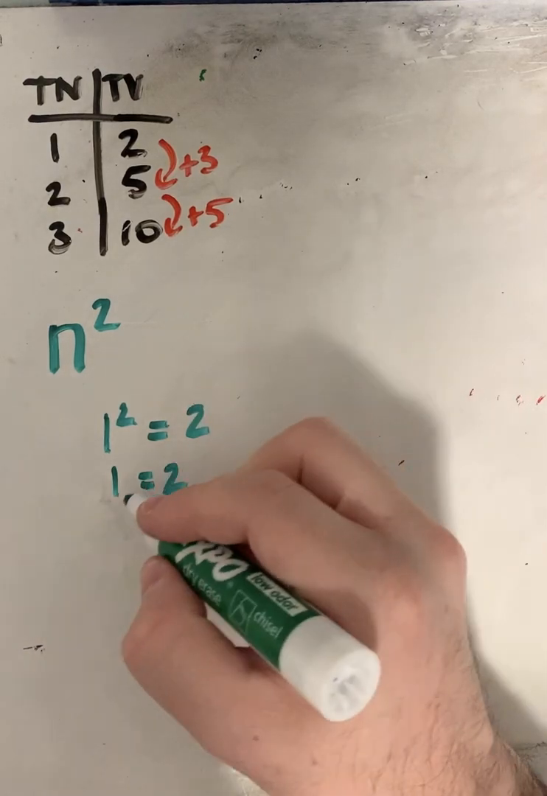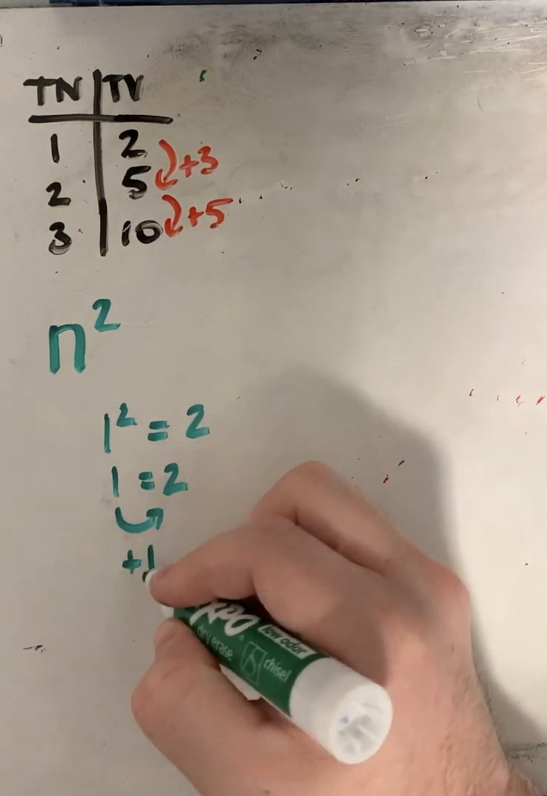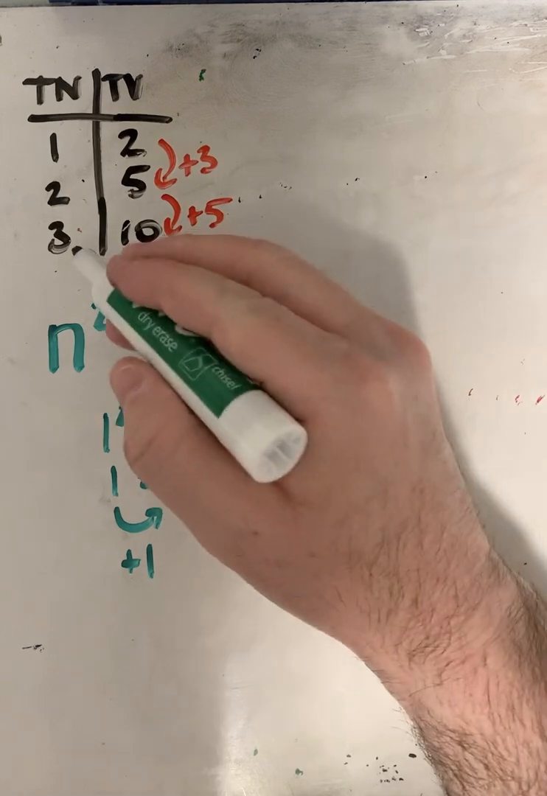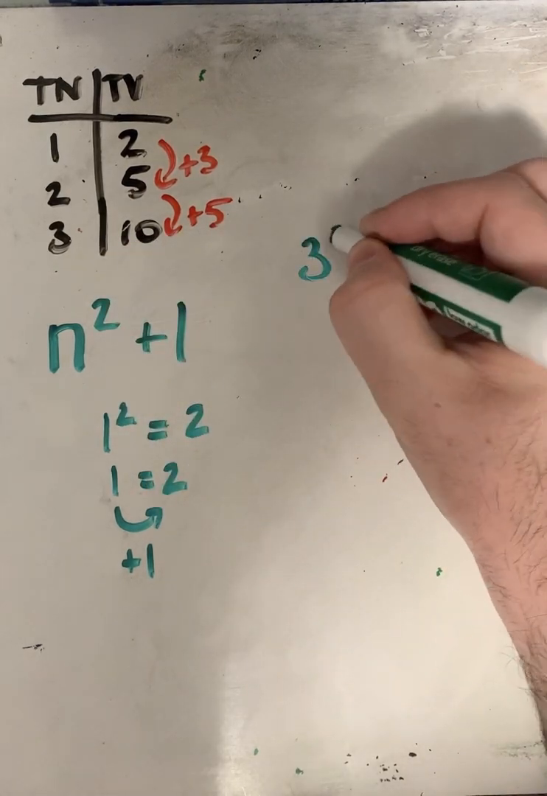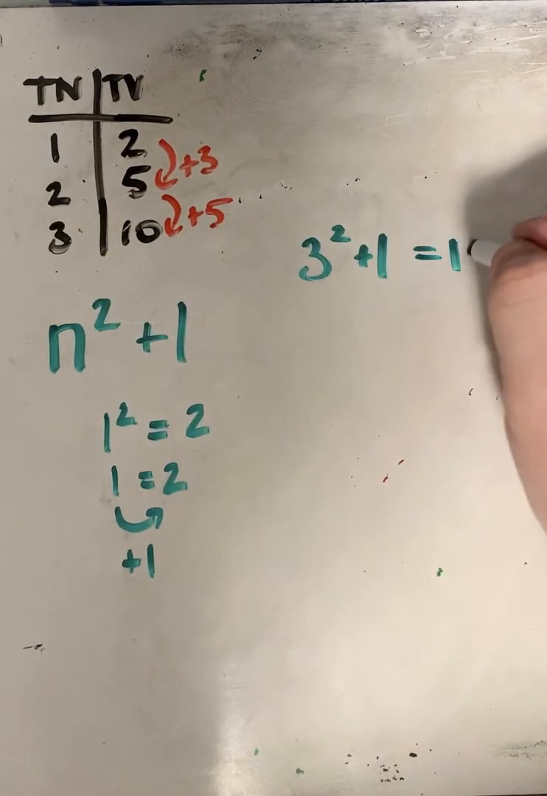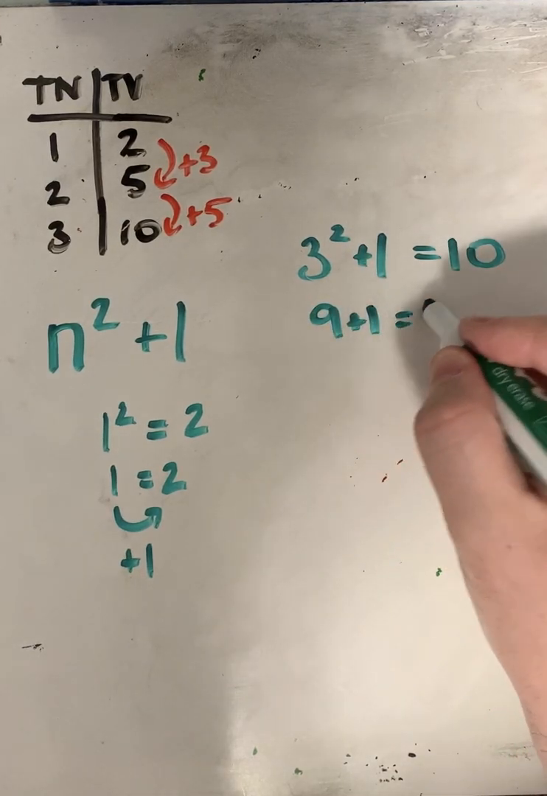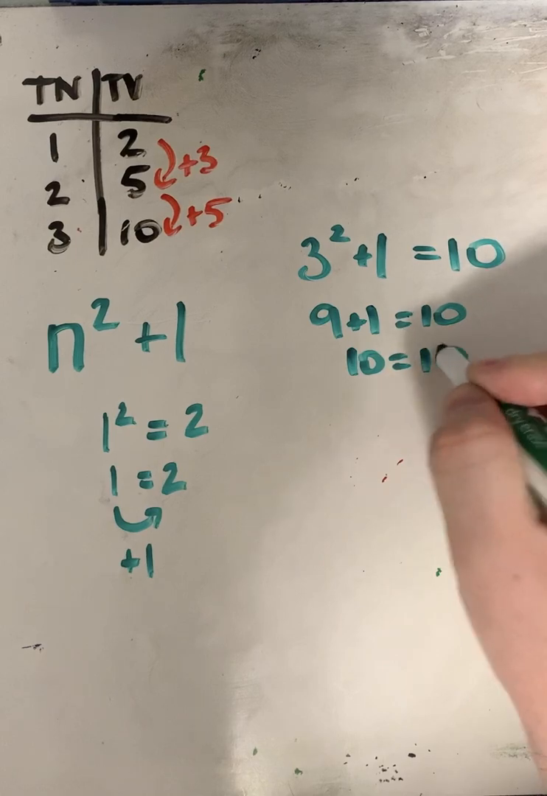Again, the same rule applies. How did I get from here to here? Well, I added 1. So I'm going to add that to my term pattern rule. I can test it out, right? Let's use number 3. 3 squared plus 1 should equal 10. 3 times 3 is 9, plus 1 equals 10, and then 10 equals 10.